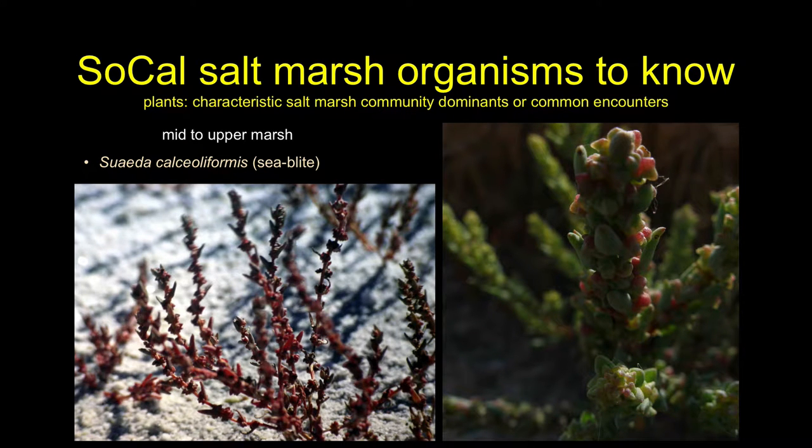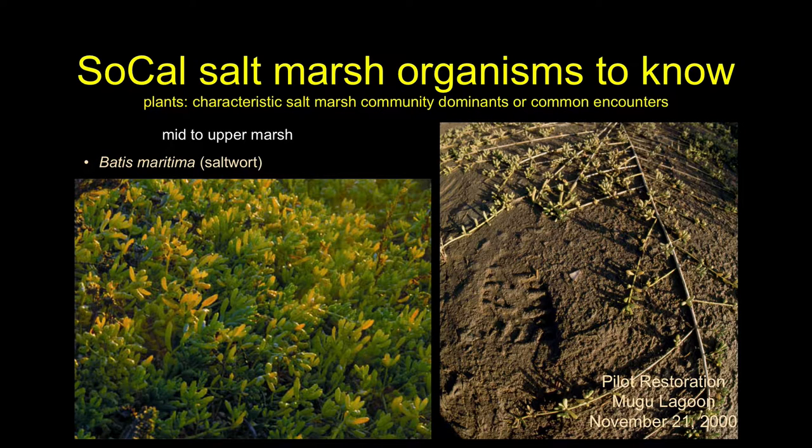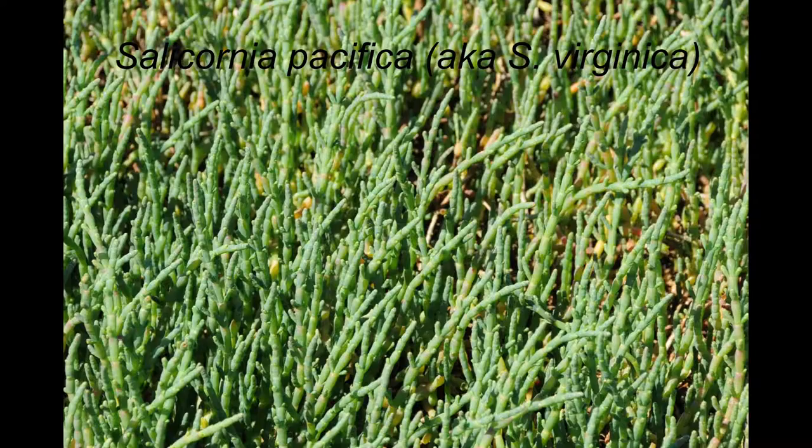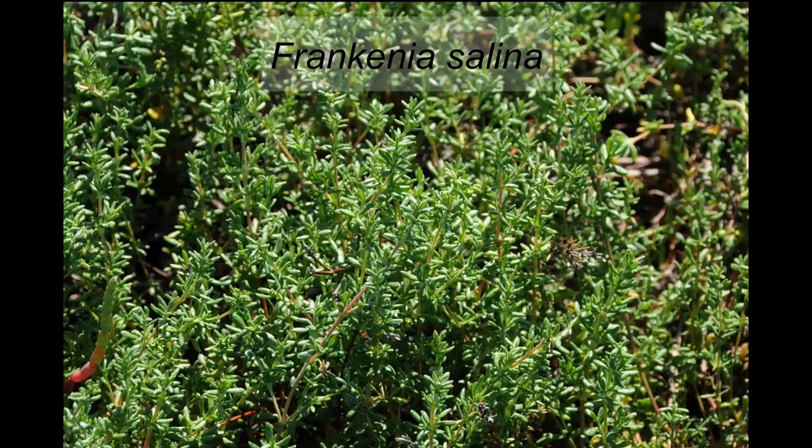Then another one I wanted you to know was Sueda. So Sueda is a stem, and then we have these leaves coming off the stem. This guy is getting ready to flower. Batis is the one I told you that sends out those long runners. So pretty much Sueda mostly looks like this, Frankenia mostly looks like this, Salicornia mostly looks like this.